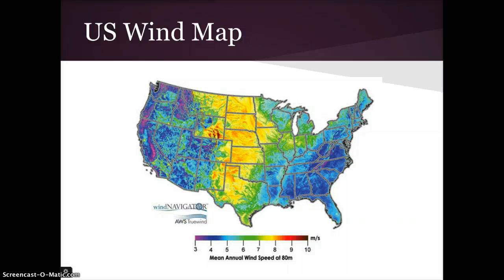Here's a U.S. wind map. It shows you how the wind blows around here. Depending again on your graph down here at the bottom that shows you the different miles or wind speeds, you can see where the wind blows the hardest.